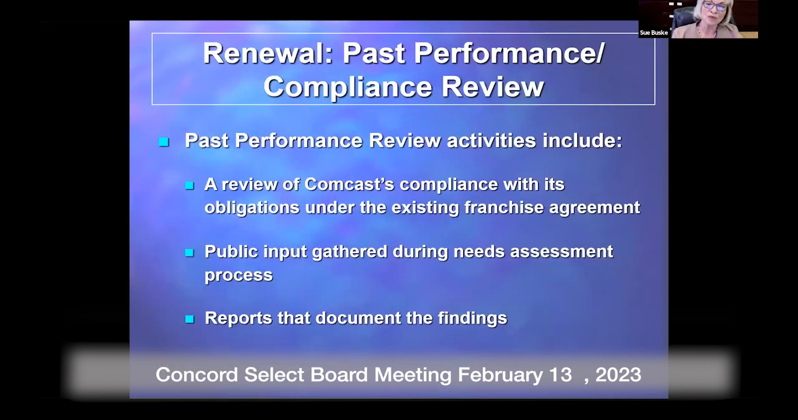So the past performance review activities include taking a look, and we'll create a table that will lay out exactly what is in the existing license agreement that Comcast has been obligated to do for the last 10 years. So it will be a section citation, a summary of that particular item, and then yes, no, and no's. That will then come back to the town, and you'll be able to see that there have been areas where the company has not complied with the terms and conditions of the license agreement. We're starting that process right now.